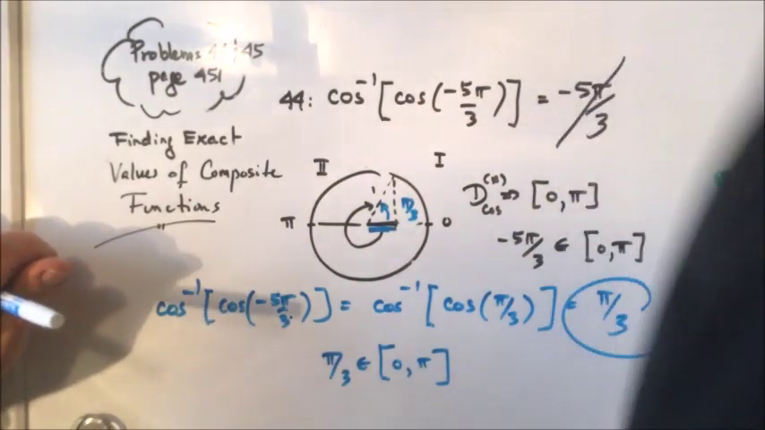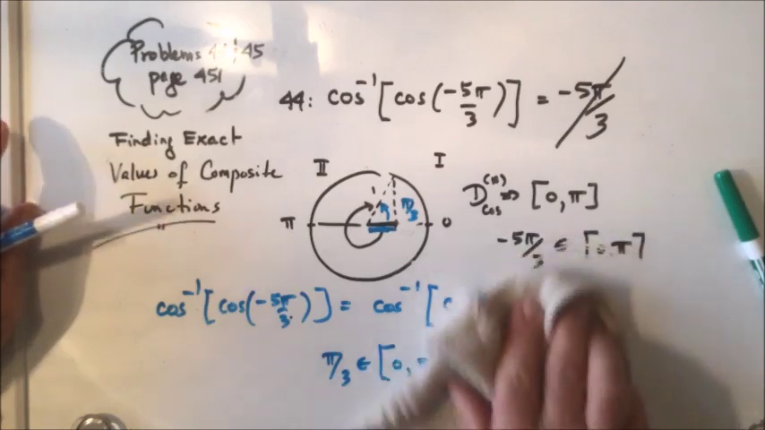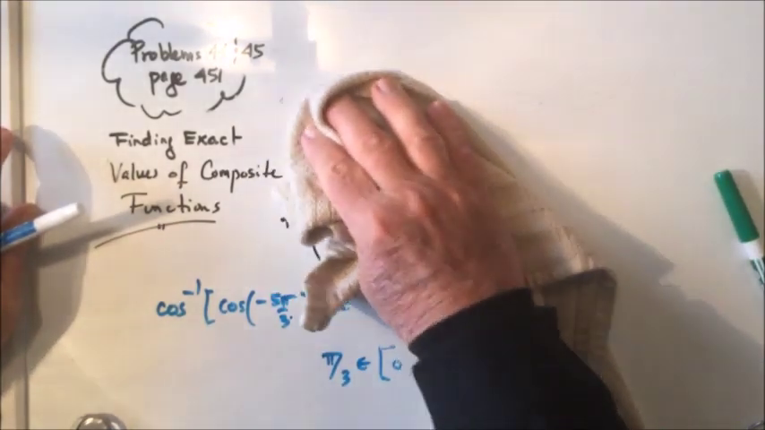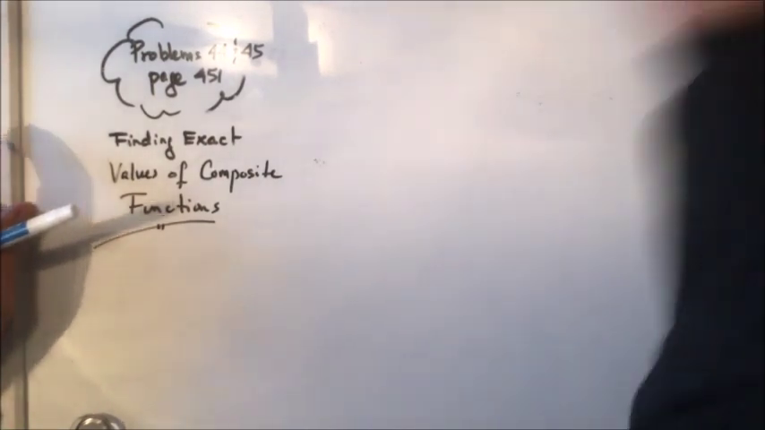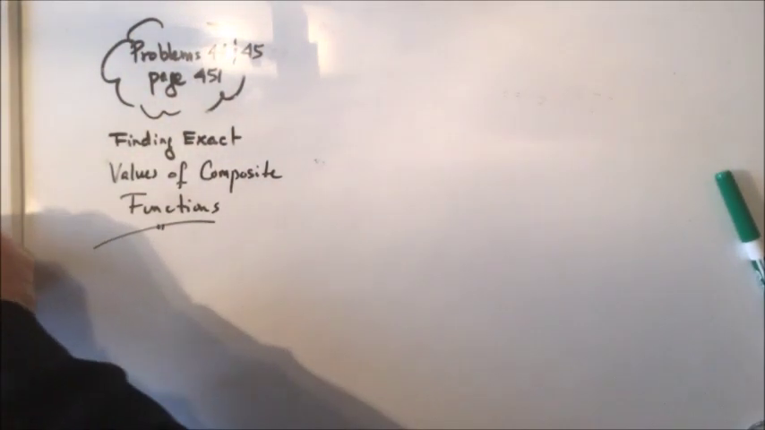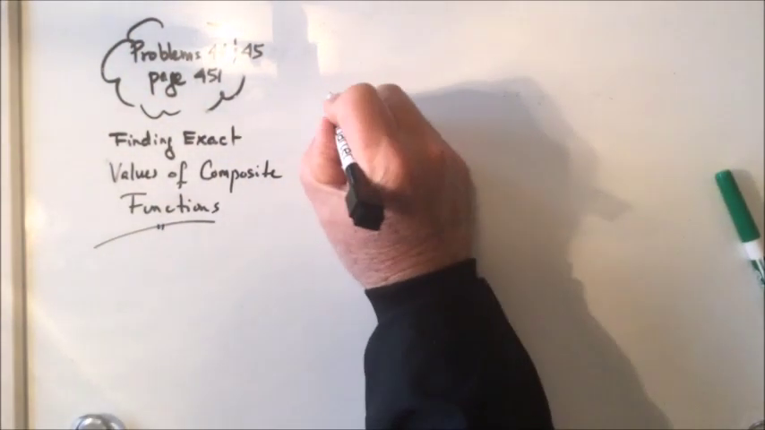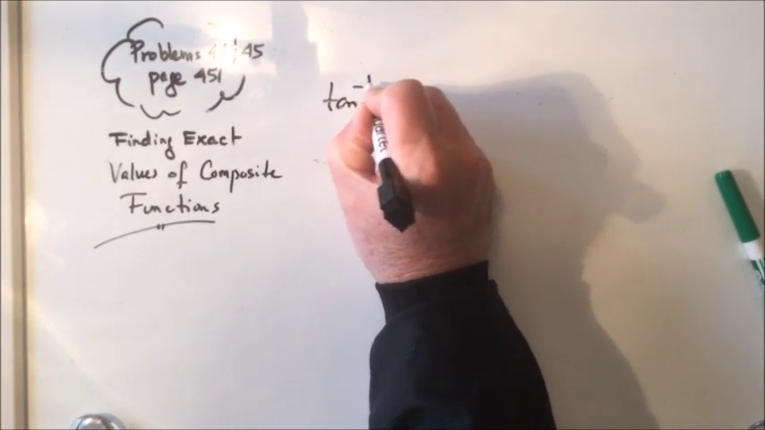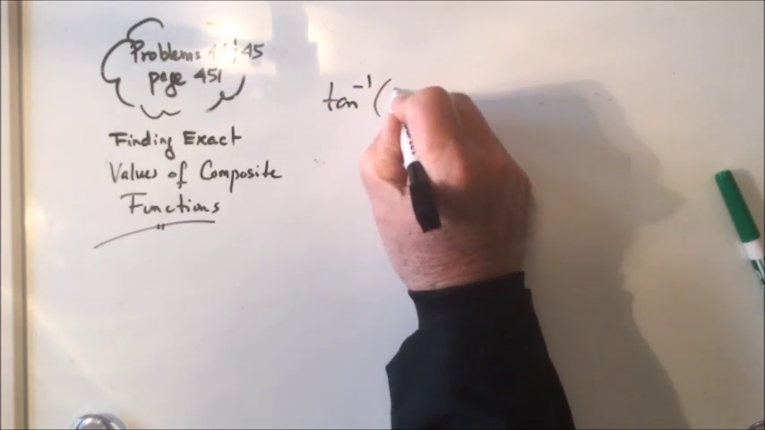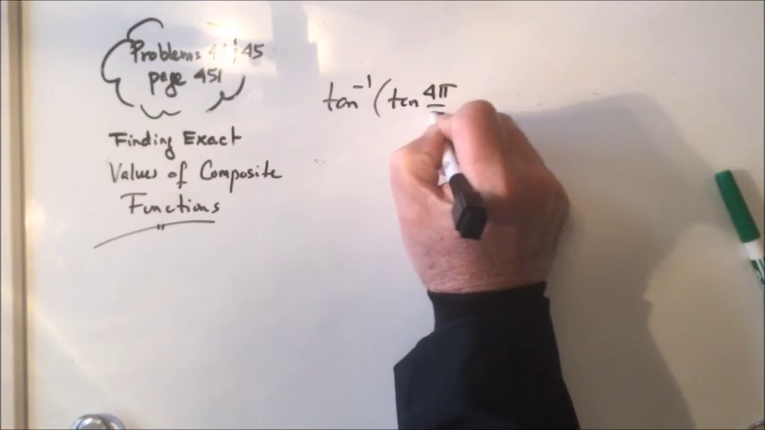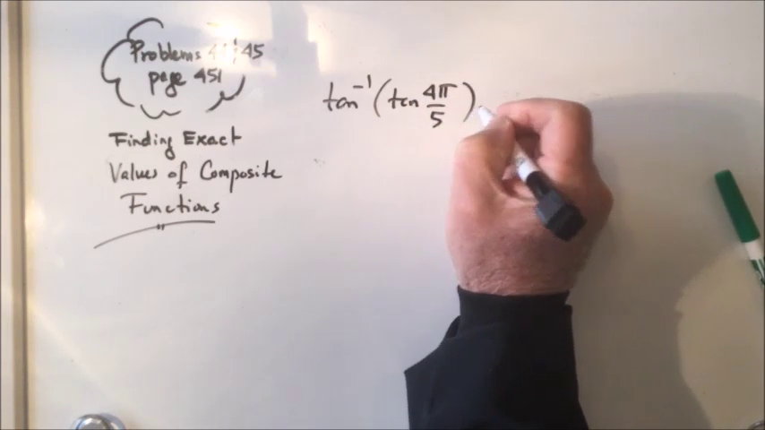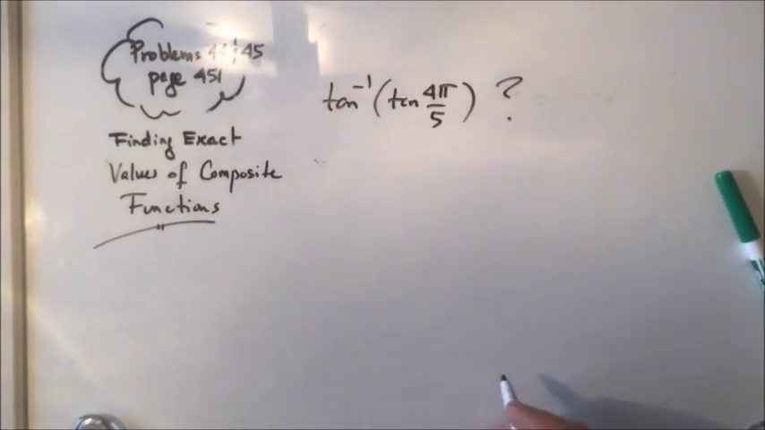Okay, at the risk of making the longest video on record to date, let's quickly do 45. 45 says, same thing, arc tangent of the tangent of 4 pi over 5. What is it? That's the question for 45.